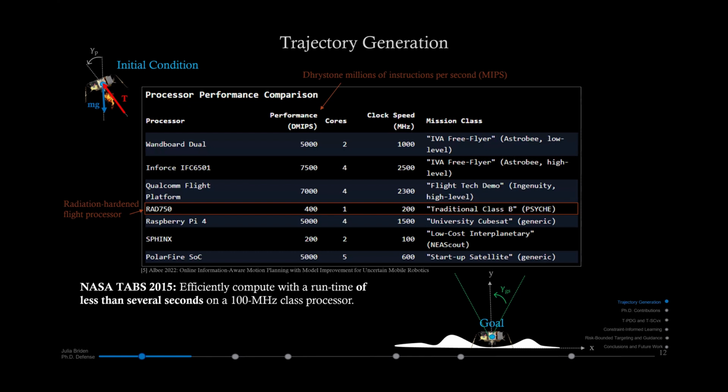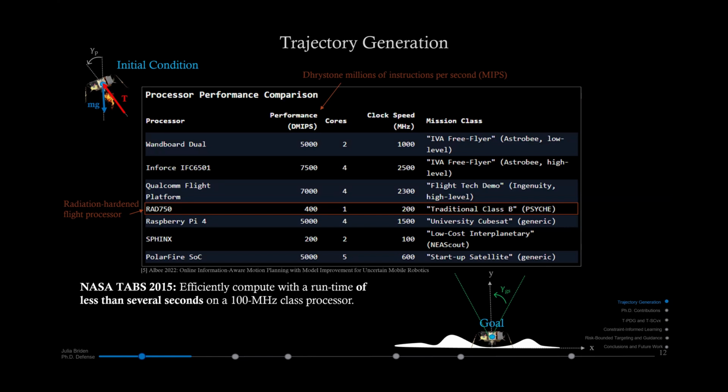So let's see what we're trying to run this on. So here's a list of different flight grade processors that have been used for some different missions. So for example, a free flyer, traditional class B, or a CubeSat. And what we're looking at for powered descent guidance is specifically radiation hardened processors. So a good example of this is the RAD 750.